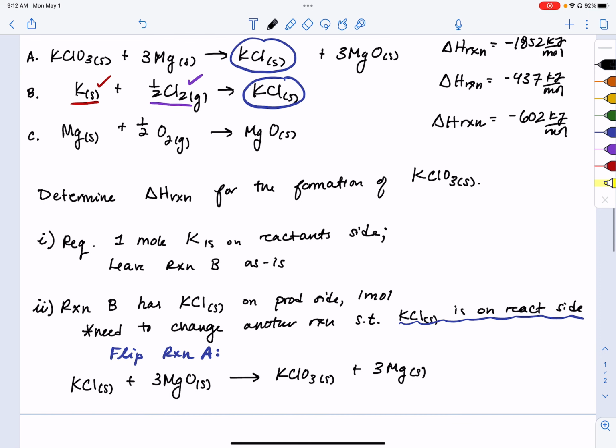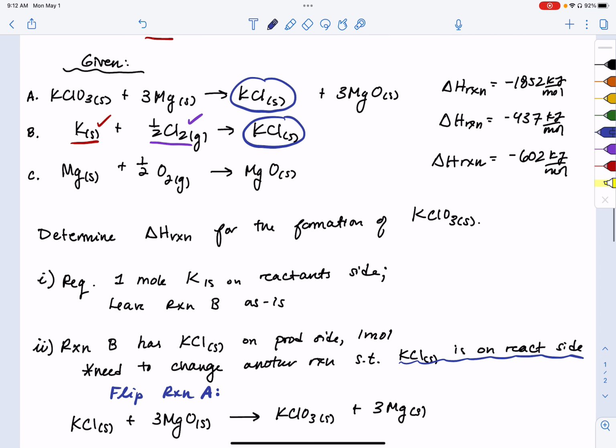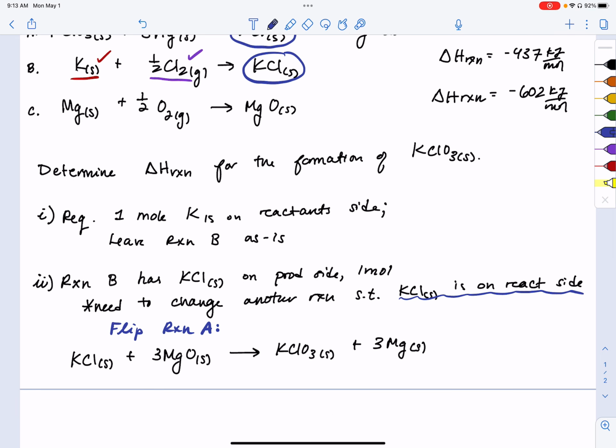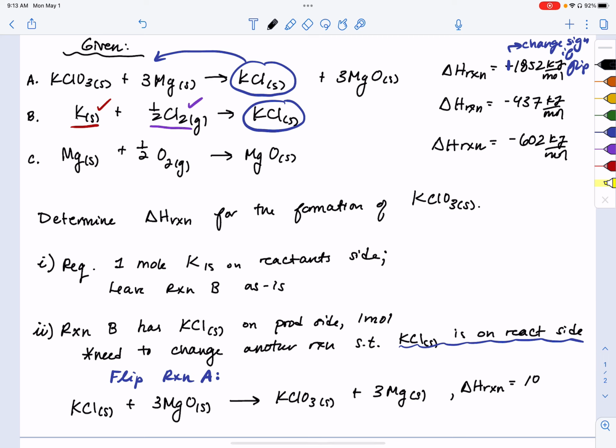All right, so if we're keeping reaction B as is, if I were to flip this reaction, then it looks like I will at some point be able to cancel out my KCl. And since I had to flip this reaction here, I need to change the sign. All right, so if I have flipped this, then the heat of reaction is going to be positive 1852 kilojoules per mole.